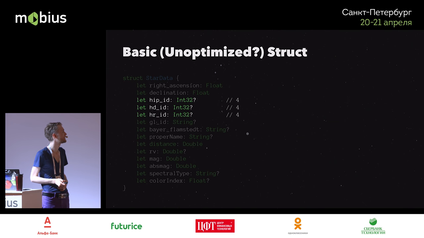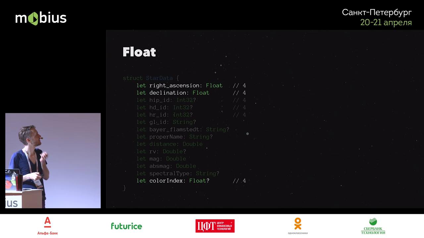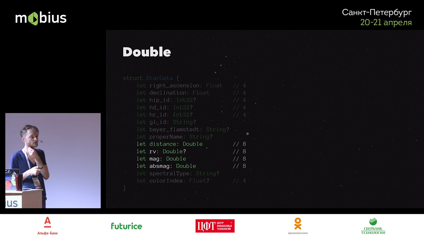And I already, if you look at this big struct here, I already said, okay, my databases don't have billions of stars. They will never have billions, so I'm totally fine with using the Int32 or the 4 byte integer size. And I thought this is a little bit optimized. But then I realized that floats are also 4 byte. And we can look at doubles. Doubles are the double size of a normal float. That's why they're called doubles. And they are 8 byte.